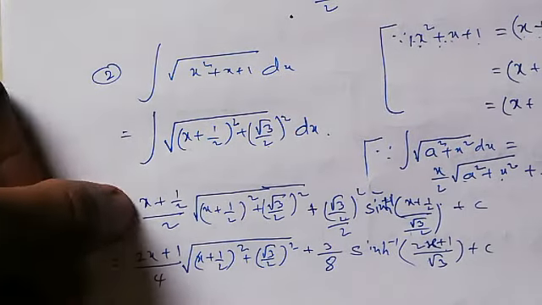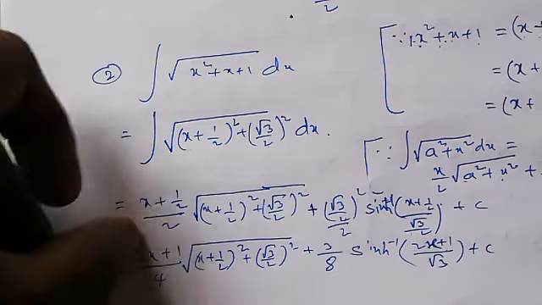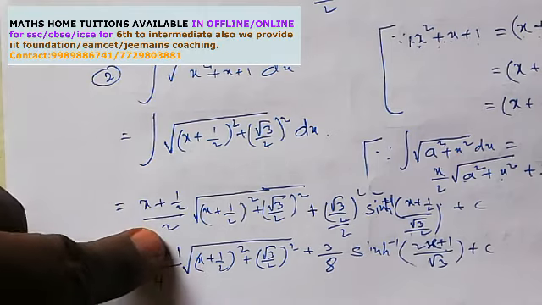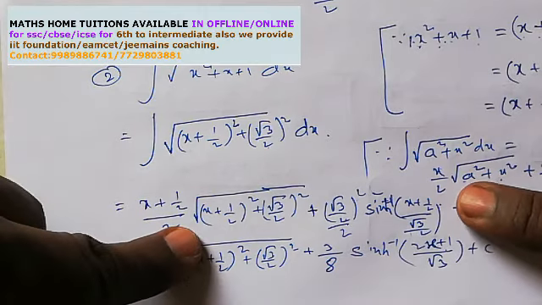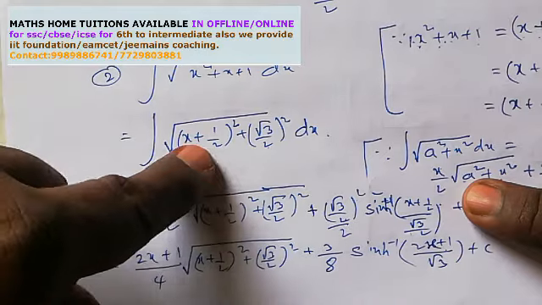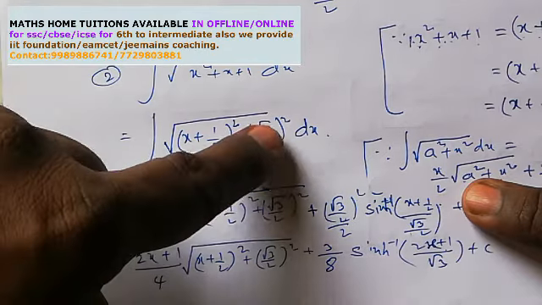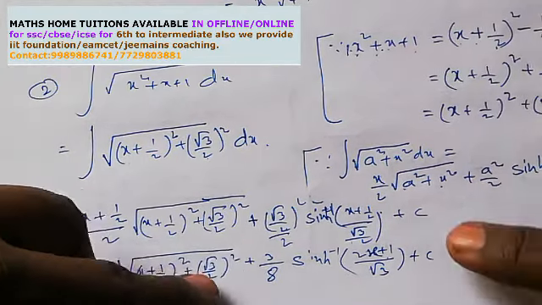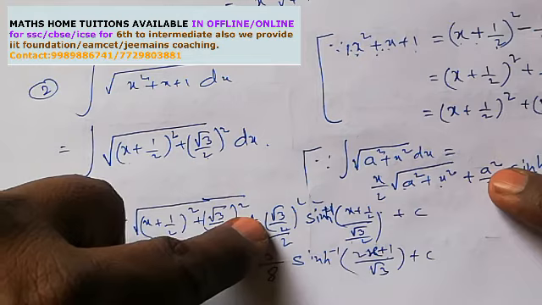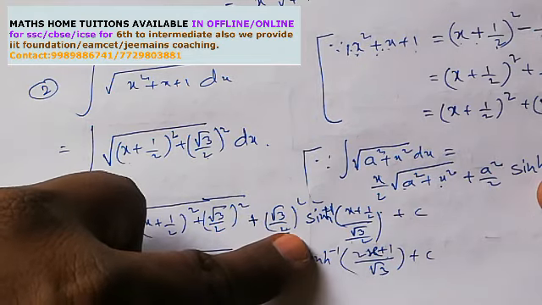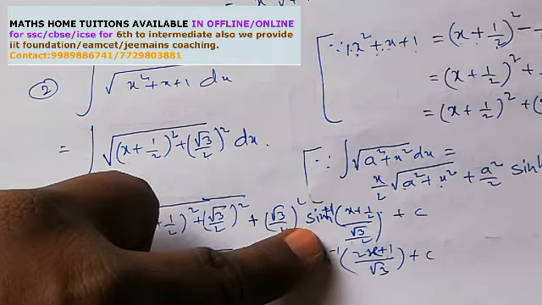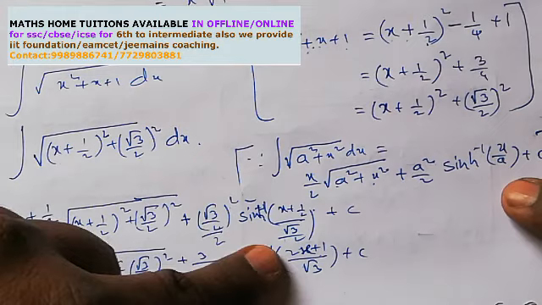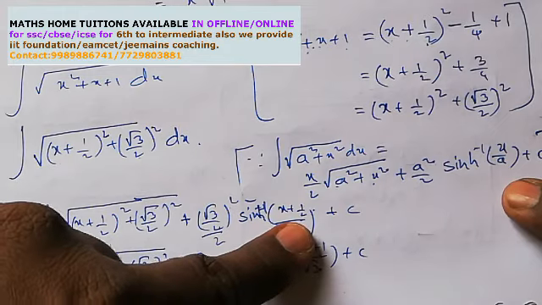In the form, writing (x plus 1 by 2) by 2 into root over a square plus x square, here x refers to x plus 1 by 2. Here a square plus x square means (x plus 1 by 2) whole square plus (root 3 by 2) whole square, plus a square by 2, here a square means (root 3 by 2) whole square by 2, into sinh inverse of x by a. Here x means x plus 1 by 2, and a means root 3 by 2. So the integration is over, plus c.